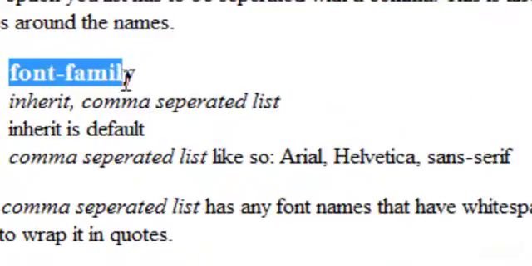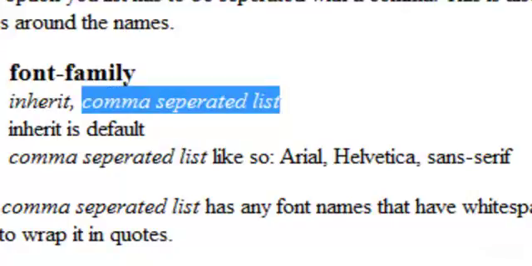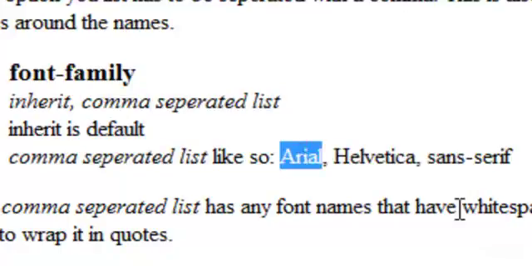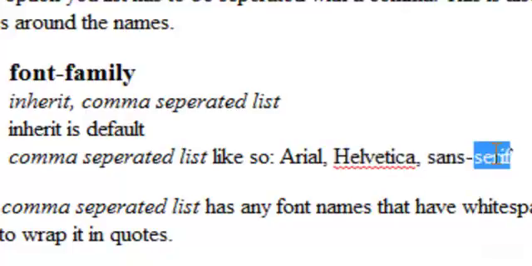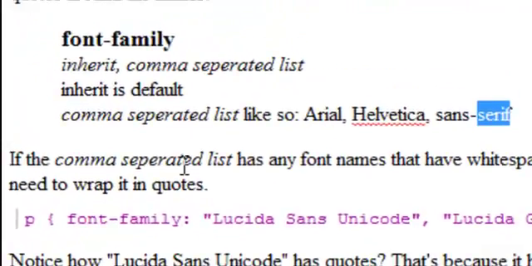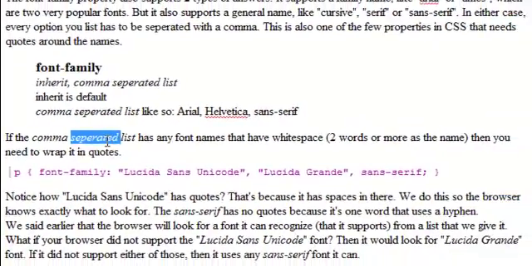So we have font-family, and it accepts inherit, which is default, and it accepts a comma-separated list. Comma-separated list looks like this. Arial, comma, space, Helvetica, comma, space, sans serif. It's just a regular list with commas between all the words. Now here's the catch. If a comma-separated list has any font names that have white space, meaning 2 words or more in that name, just let me show you what I mean here. This would be a white space, and this would be a white space. Then you need to wrap that name in quotes.